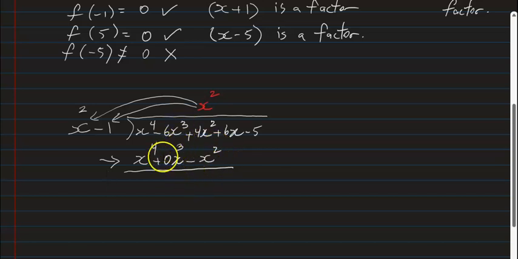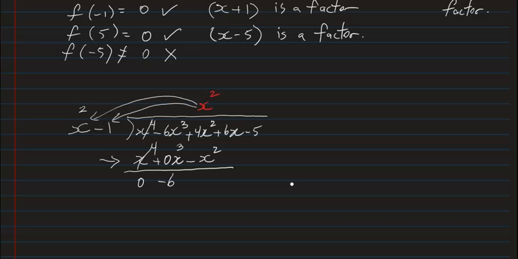So you need to still include that. You put a 0x cubed in there, and then you multiply x squared by minus 1, you get minus x squared. And then you have to subtract. So this would be 0, and here would be minus 6x cubed, and then here will be plus 5x squared plus 6x. We're going to bring the 6x down, and then we are going to go to the next step.